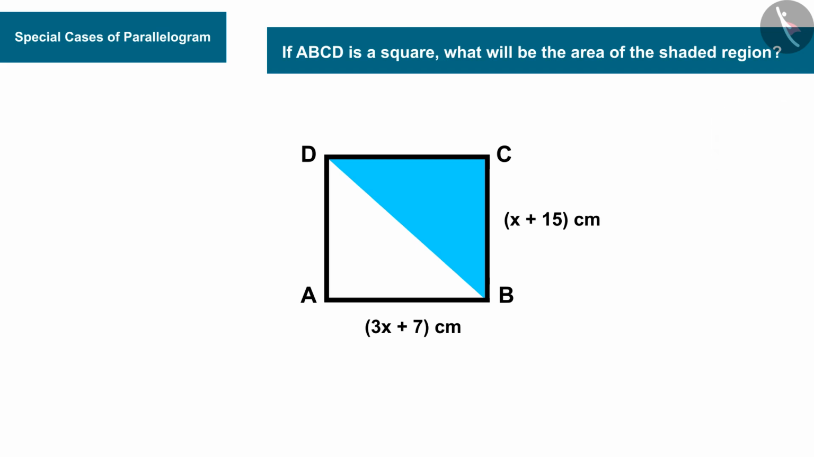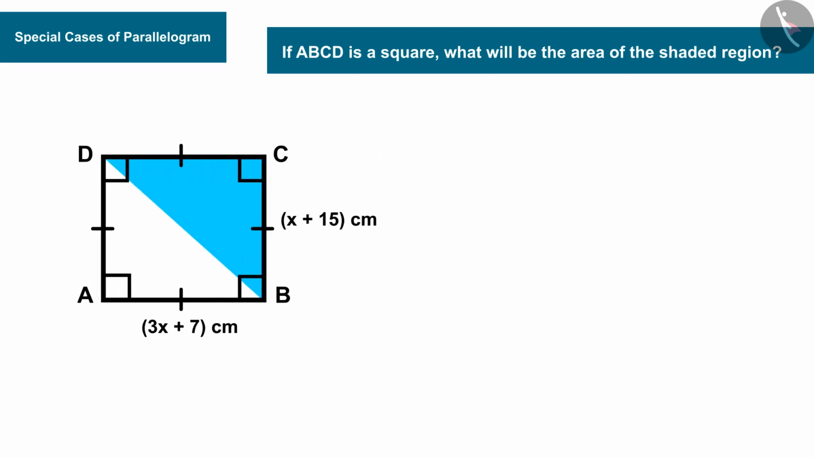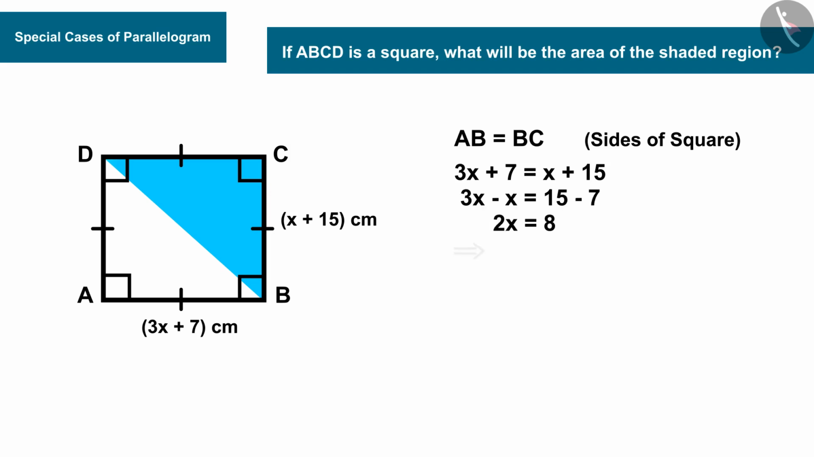We are given that it is a square and we know that the sides of the square are of equal measure and all the angles are right angles. So we can say that the sides AB and BC are of equal measure. That gives us a linear equation in one variable, which on further solving we get the value of x as 4.